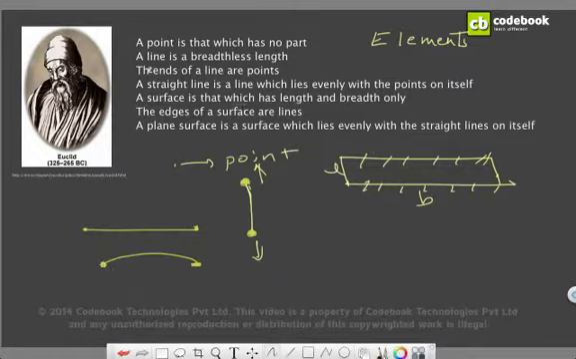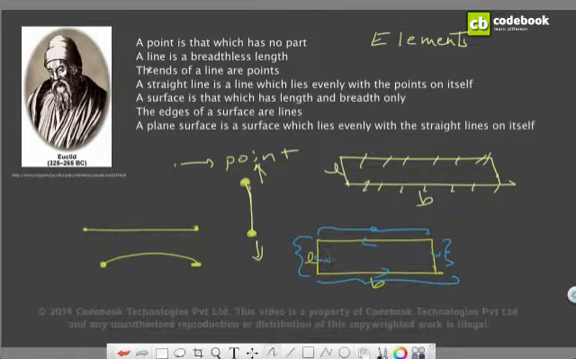The next one says that a surface is that which has length and breadth only. So what he is saying is a figure like this is a surface because it has length and it has a breadth. And he also states that the edges of the surface are lines. As you see, there are 4 different lines that make up this surface.